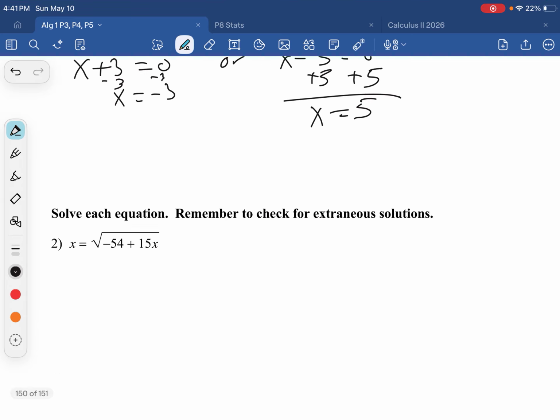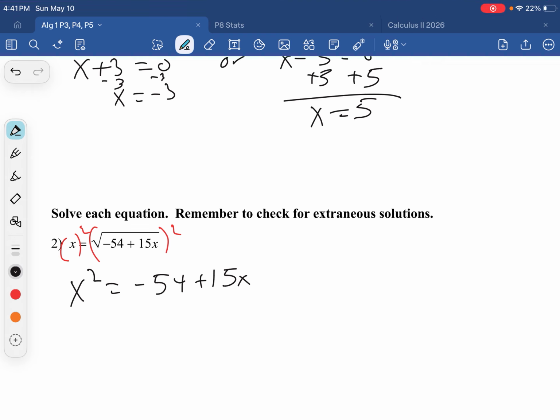And number 2, this is coming from the section we had in chapter 7, where you have equations with radicals. We're going to square both sides of the equation. So this looks like x squared equals negative 54 plus 15, sorry, not 16, 15x. So you have an option here. You could set this up, we could use completing the square, we could try this by factoring, we could use the quadratic formula.